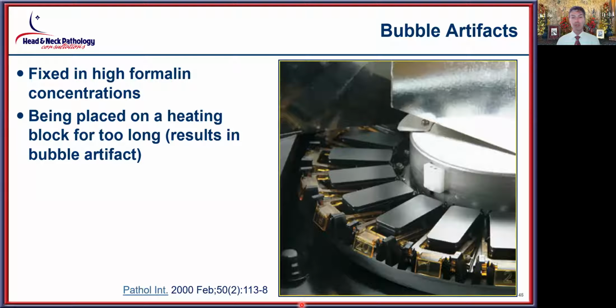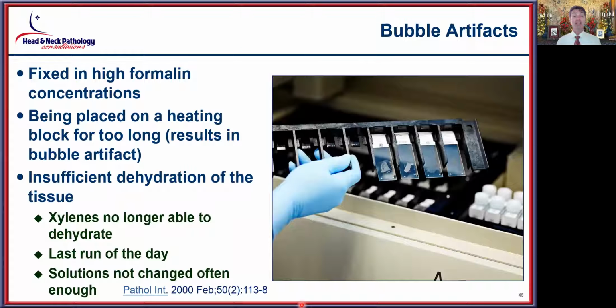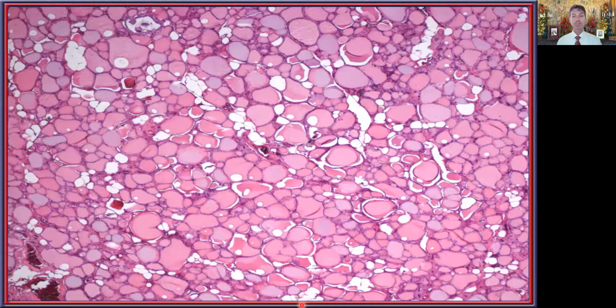Now, I will say with the automated processes, this is less likely, although I can tell you that many times they may be placed on it and the cycle is not started correctly and they may still be hot from the previous cycle. And then one of the other findings is insufficient dehydration of the tissue. So in other words, the xylenes are no longer able to dehydrate the tissue correctly. And most frequently, this occurs when there is a kind of concept of being the last run of the day or the solution's not being changed frequently enough. So whenever I see that type of bubble artifact, I usually ask a person to perhaps run their thyroids as the first cases of the day rather than later on in the processing. And you will see that that particular bubble artifact is almost completely eliminated.